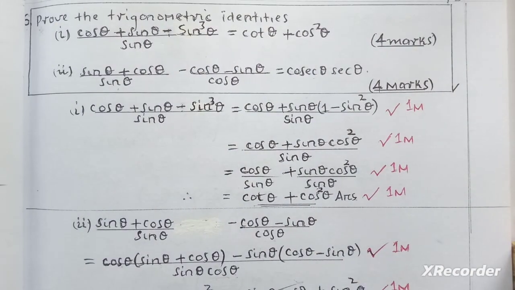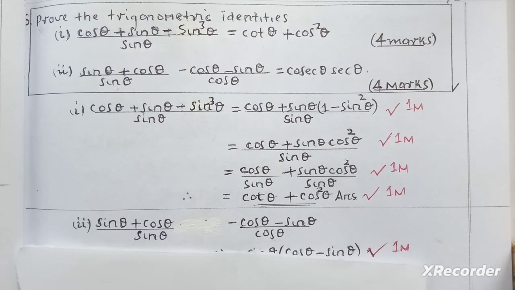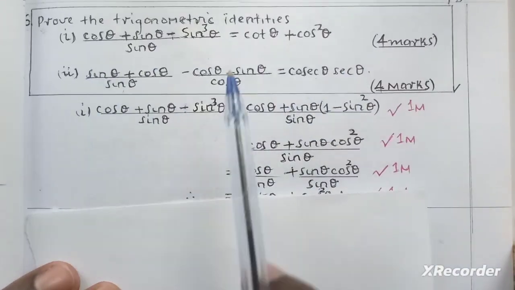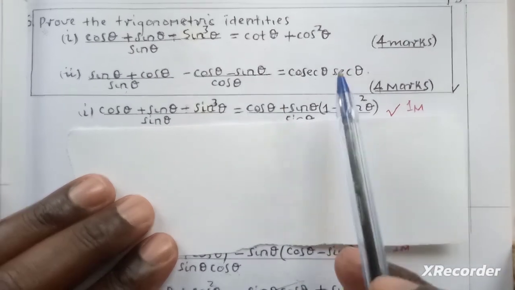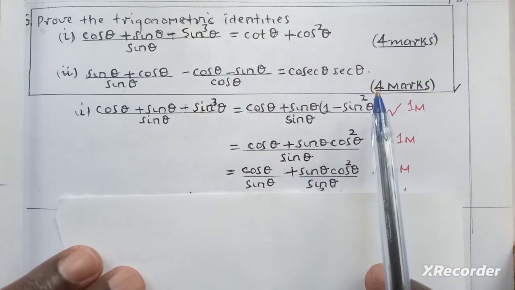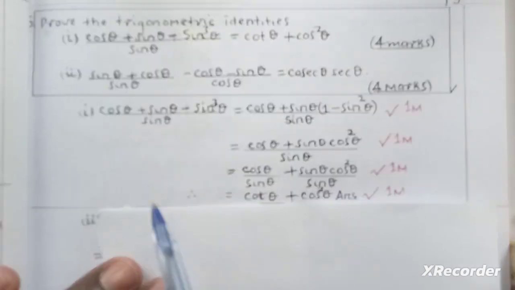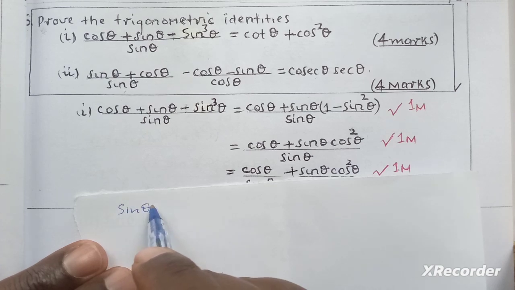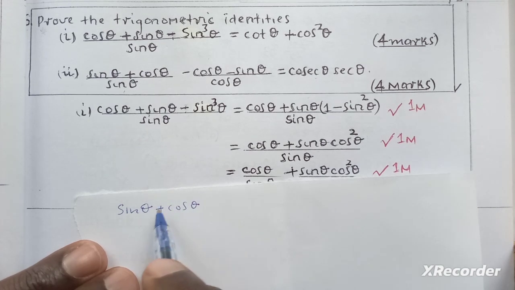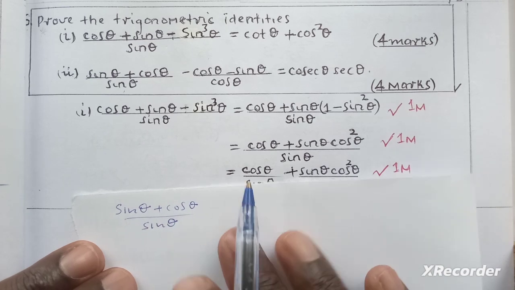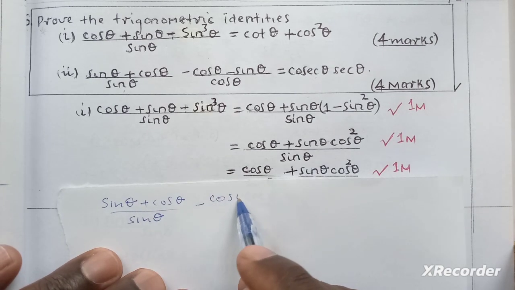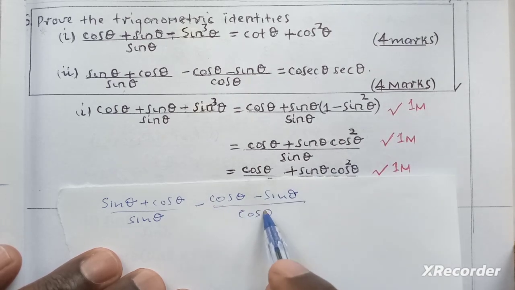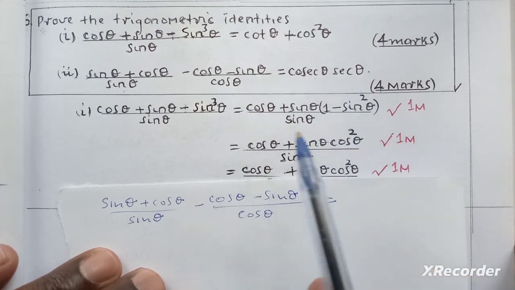Moving on to the next page, we have prove the trigonometric identities. We have that, and we have also that. So I can choose one of them. You can do this, and now I can do this one for you. This one will be like this. It will be sine theta plus cos theta all over sine theta minus cos theta, minus sine theta all over cos theta. This one we are supposed to prove is equal to that.